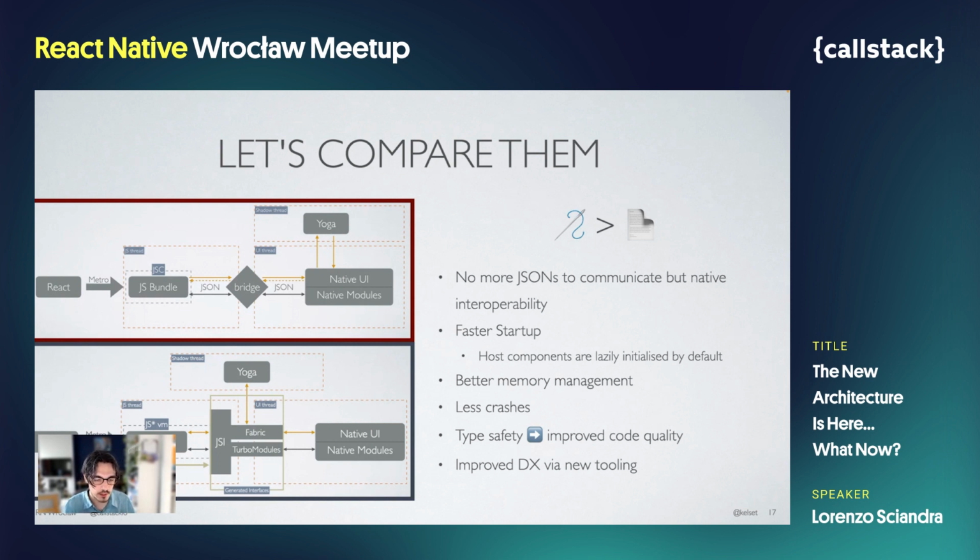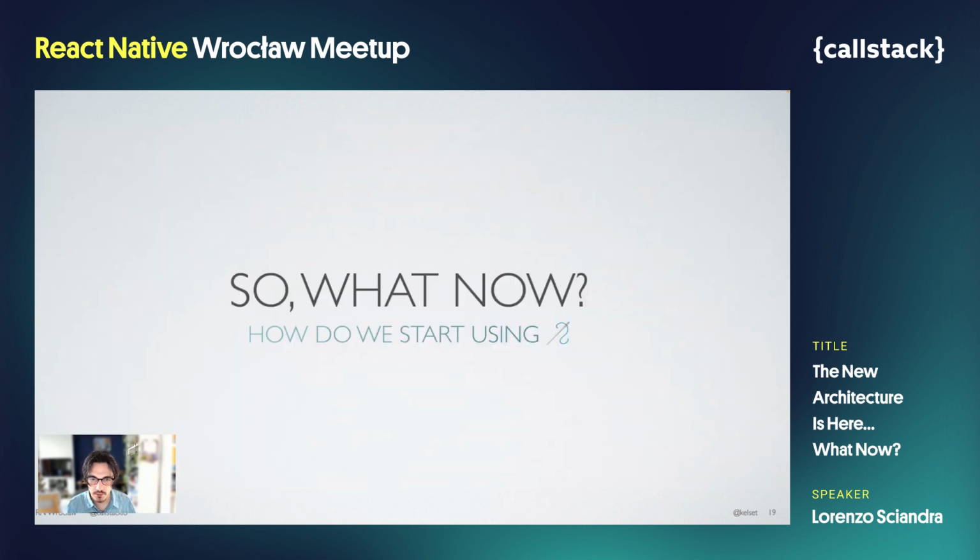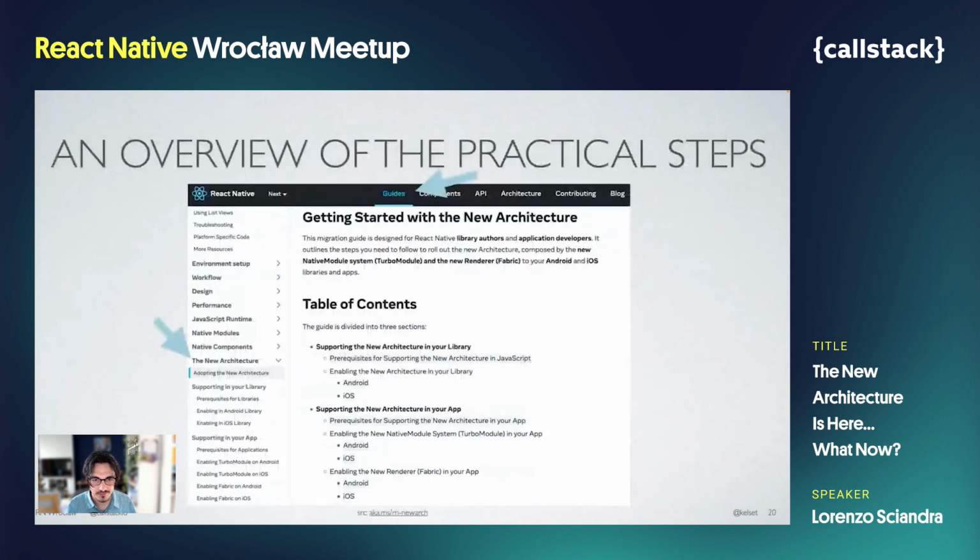Now, so far, everything sounded maybe a bit too good to be true. Okay, so on paper, everything of the new architecture works really, really well. But is it really that simple? What's going on here? How do we actually start using the new architecture? Where's the catch?